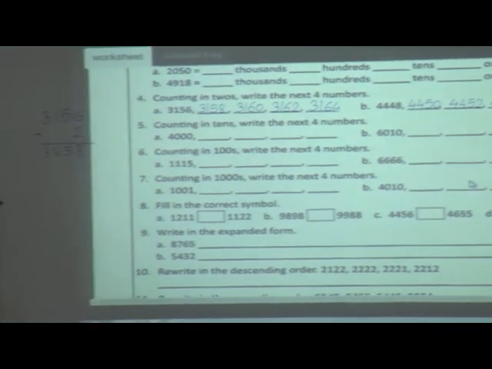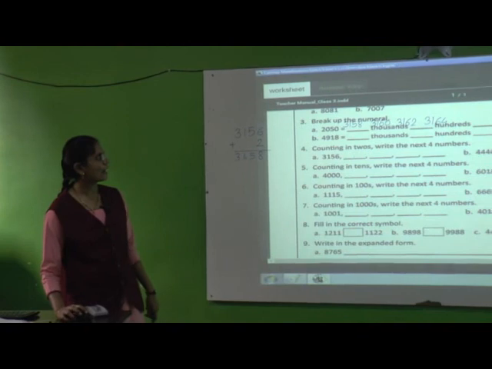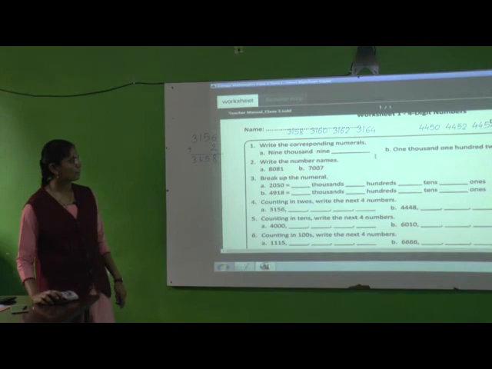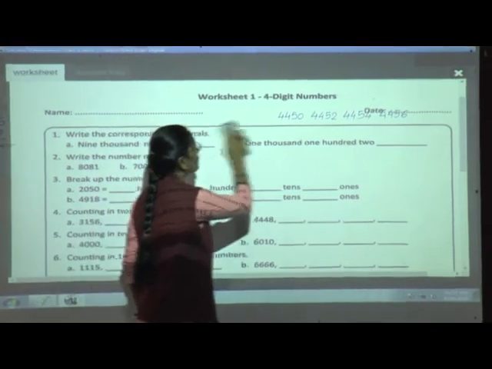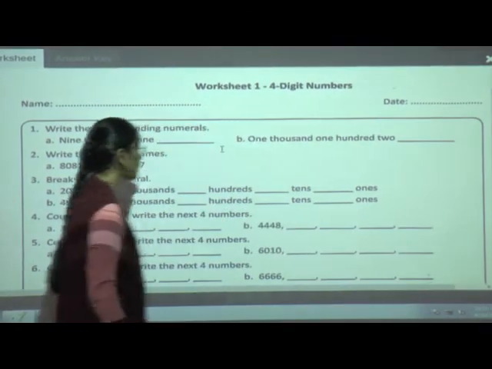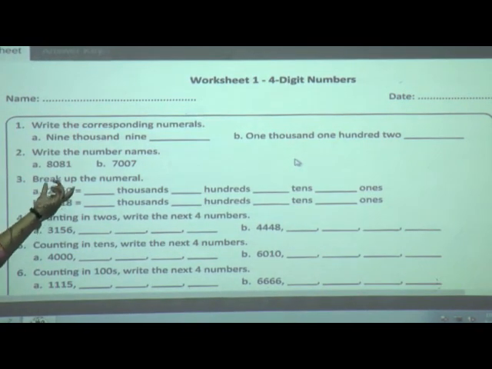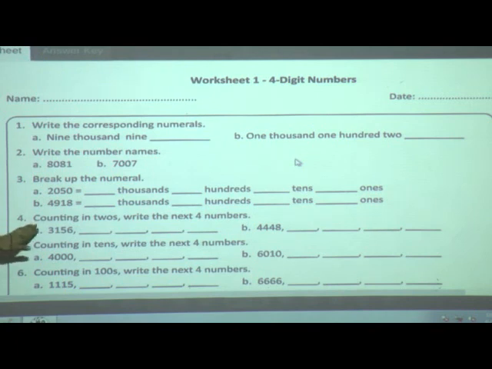So students, what we have learned: we have seen some examples of how to write the numbers from the number name, and then we have also seen how to break up the numbers. What we have done for that is, whenever we see a number, we put its places at the top of the number, and from that we solve these questions, break up the numerals. And then we have seen counting in twos. In this question we only have to add 2 to the given number.